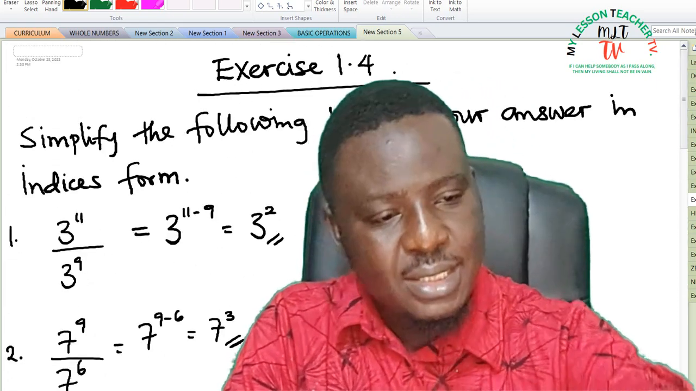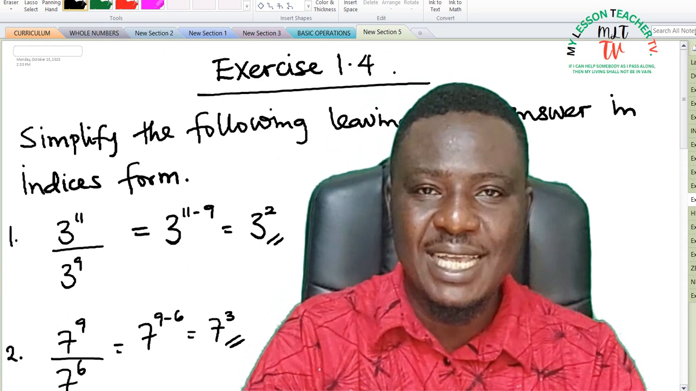In a subsequent class, we shall look at other laws of indices as it is applied.